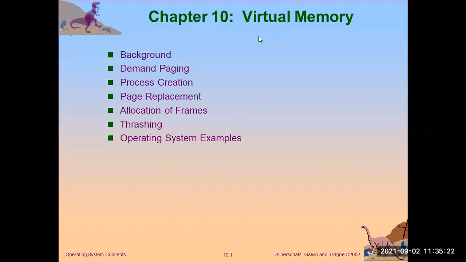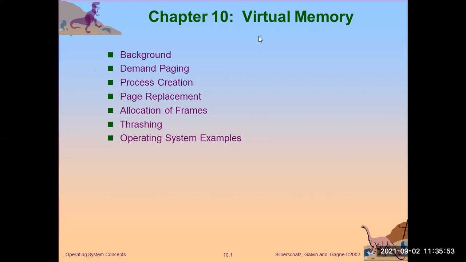Then we can see how the virtual memory concept can be used for process creation. So it is one of the applications. The virtual memory implementation is one of the applications used in your process creation. Then we will discuss some of the algorithms related to page replacement. There are three different algorithms which are used for page replacement.